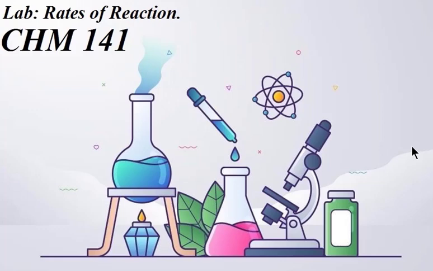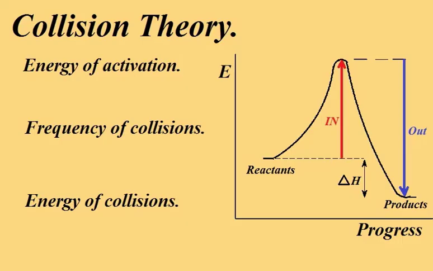Hello there. So let's take a look at the background for the Rates of Reaction lab this week. We're talking about collision theory and how we can manipulate the speed of a chemical reaction by manipulating the collisions when they occur for the reacting materials.